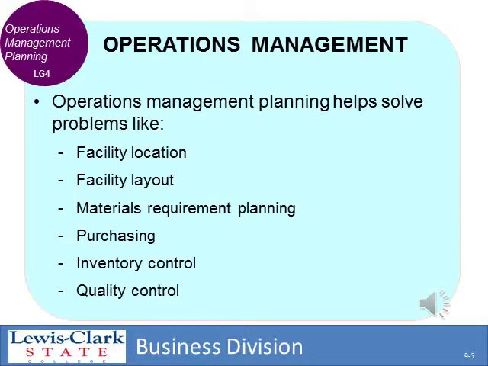It also includes things like quality control, to make sure that we're not producing bad products, and of course inventory control. We want to make sure that we have the right products and the inputs that we need to produce the products, and that we don't have too many of one thing and not enough of another. Those are all aspects of operations management.